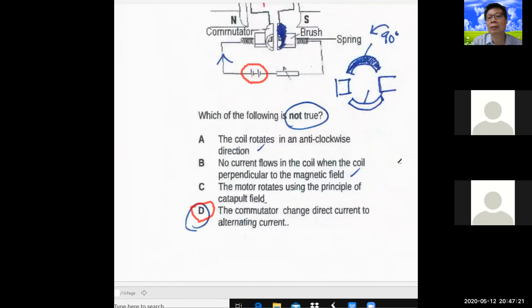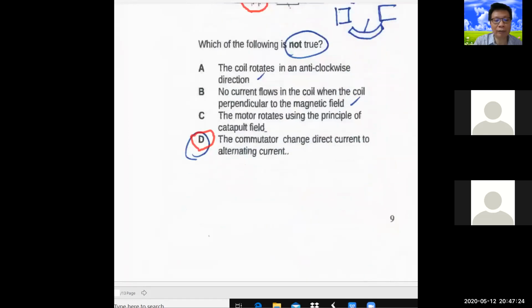Okay. Yeah. Someone sent a message. Let me read first. I don't know what. I cannot read here.